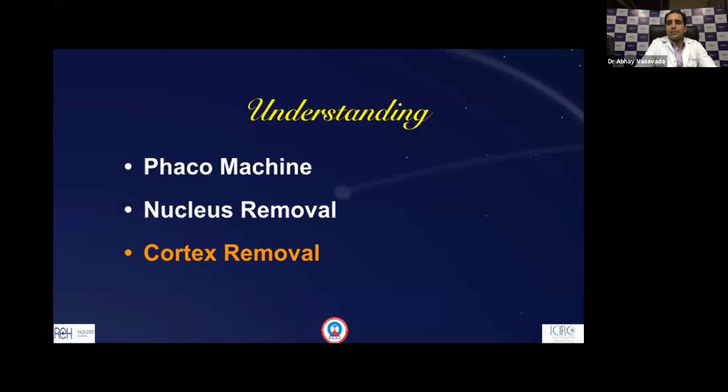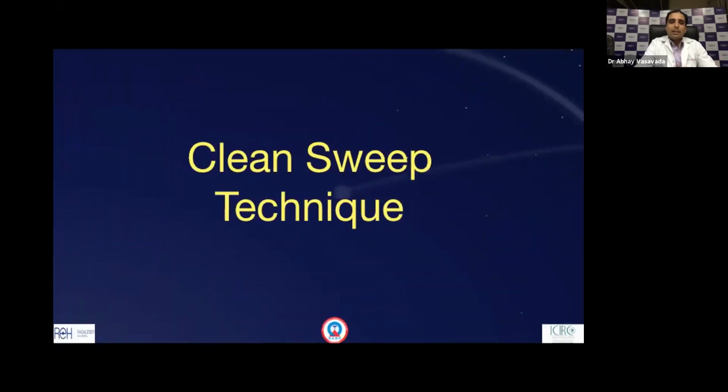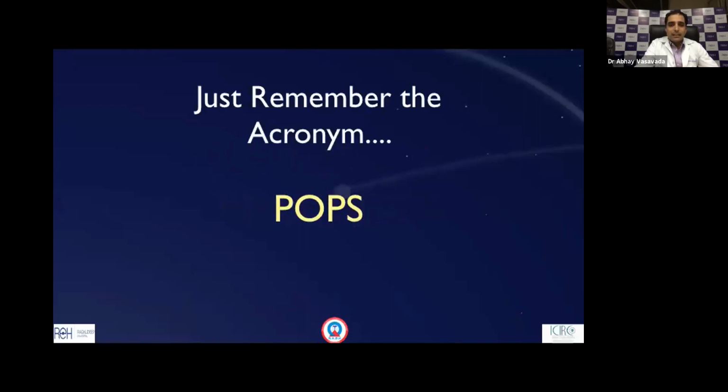Once all of this is removed, that is all the fragments are removed, what we are left with is the cortex, and that is something that is very often neglected. The cortex removal is just considered as a one-step vacuum go. But I think it's important to understand that like in lens division and removal, cortex removal also consists of several steps. What we described as a clean sweep technique, which is under peer review.